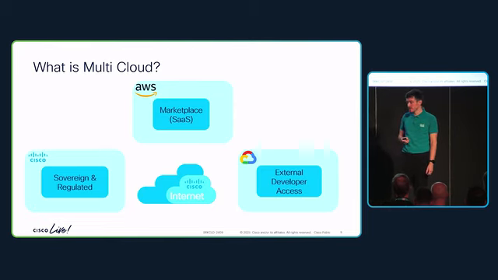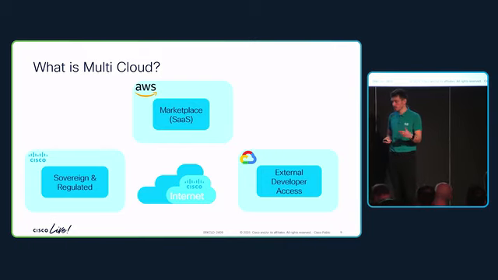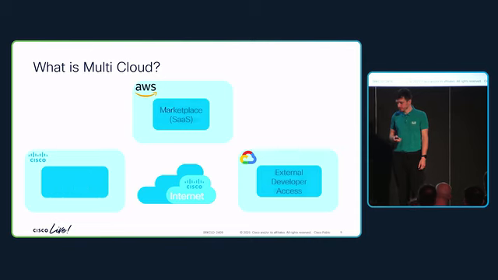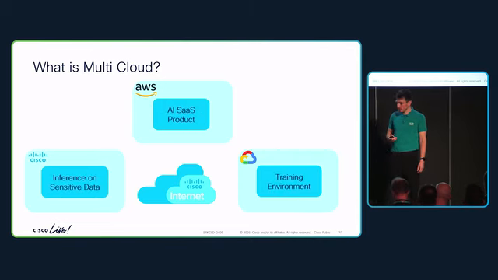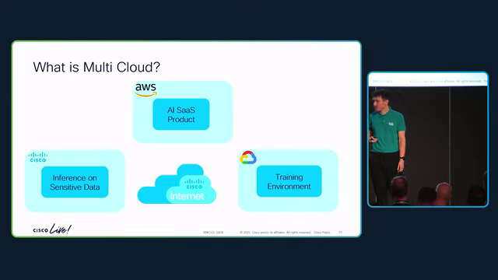Other use cases might be, we have marketplace SaaS products. We might have a great AI tool from AWS that we want to use and integrate with our data. So this wouldn't be a Cisco Live or conference session today without talking about AI. These are the only 2-3 slides on AI, and then we're going to move forward.